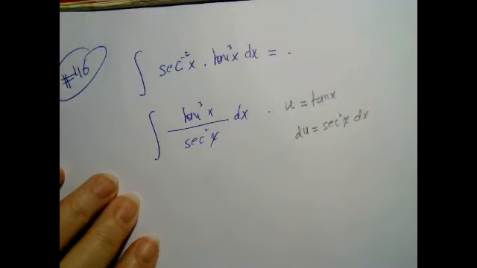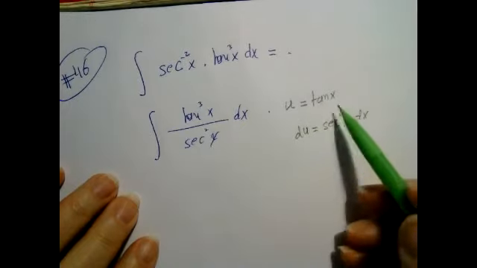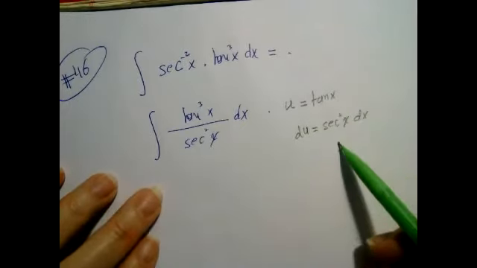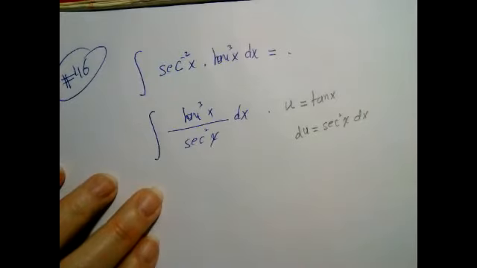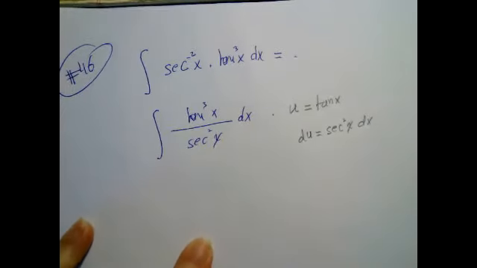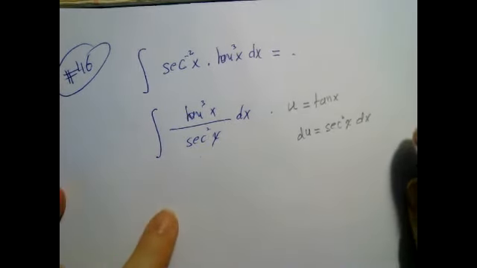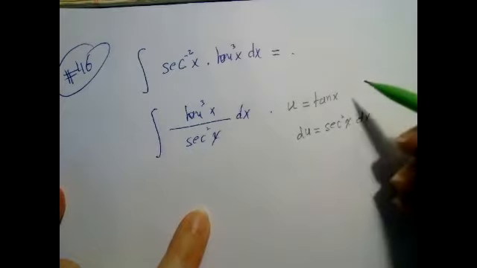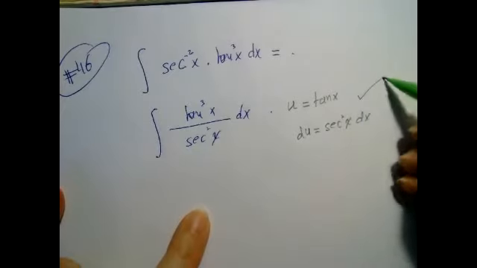Are you with me? Okay, the student who picked up u to be tangent, do you see what the problem is? Yeah, I see that now. It's not multiplied by secant square, it's 1 over secant squared. Right. So we always try. So this is not working.